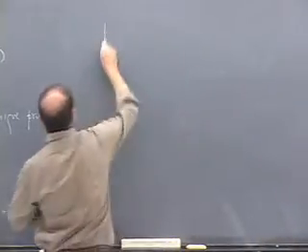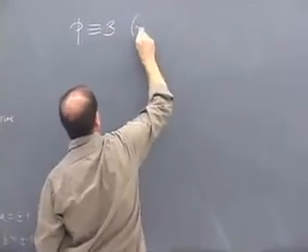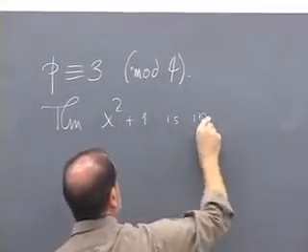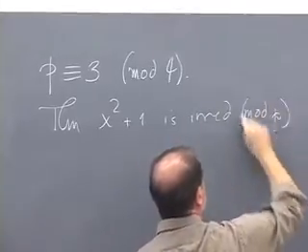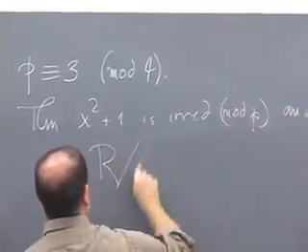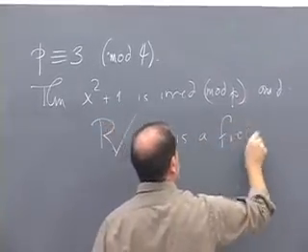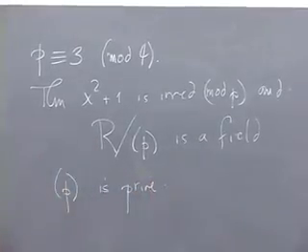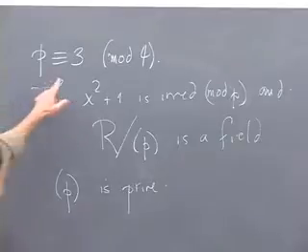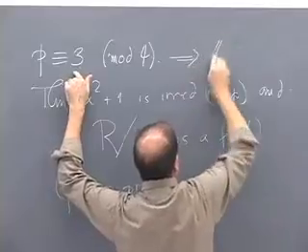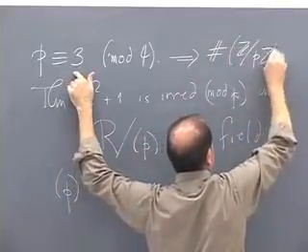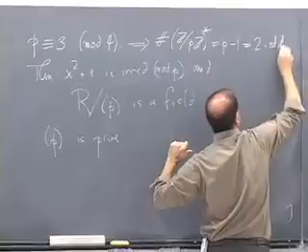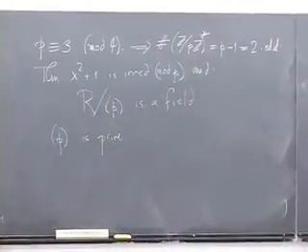If P, on the other hand, leaves a remainder of 3 on division by 4, then x squared plus 1 is irreducible mod P, and R mod P is a field. So P is prime. Why? Because if P is congruent to 3 mod 4, that means that the order of Z mod PZ star, which is P minus 1, is equal to 2 times an odd number. That's what 3 mod 4 means.